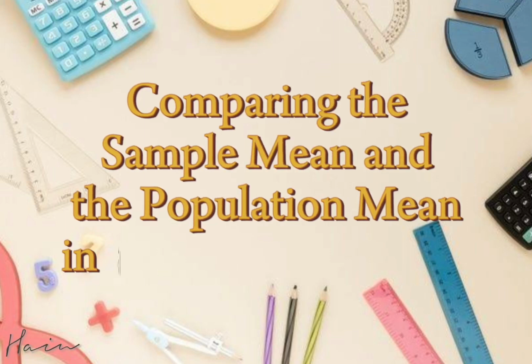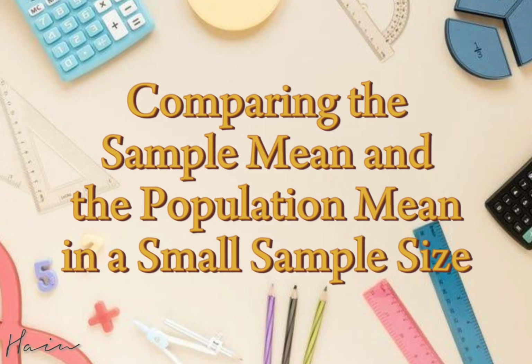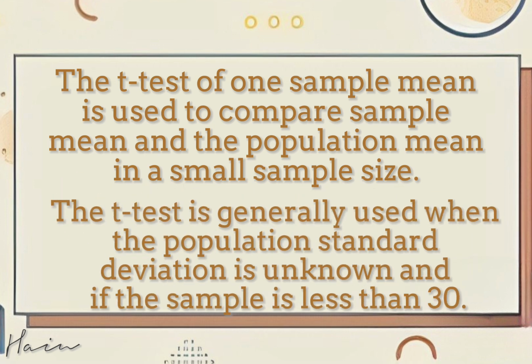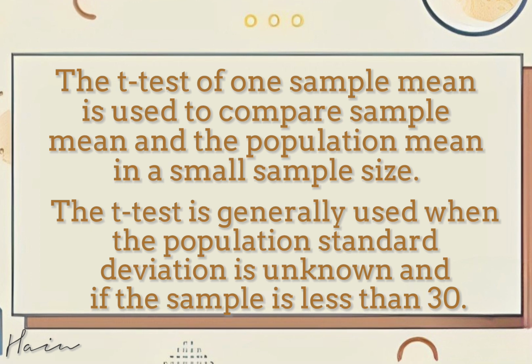Comparing the sample mean and the population mean in a small sample size. The t-test of one sample mean is used to compare the sample mean and the population mean in a small sample size. The t-test is generally used when the population standard deviation is unknown and if the sample is less than 30.